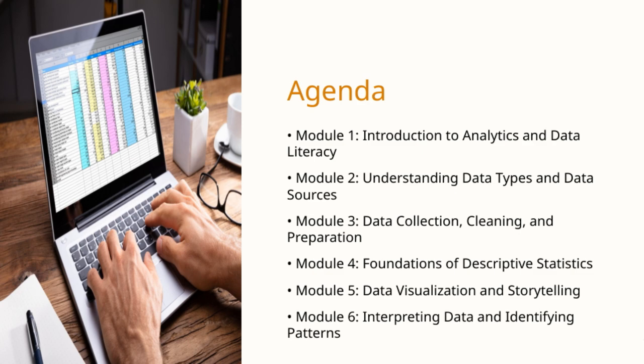Next is Module 3, focusing on how to collect, clean, and prepare data, crucial steps to ensure our data is accurate and usable. After that, we'll explore the foundations of descriptive statistics in Module 4, which help us summarize and understand data patterns. Module 5 is all about data visualization and storytelling, turning data into clear, compelling stories. Finally, in Module 6, we'll learn how to interpret data and identify meaningful patterns. This agenda sets the stage for our journey into data analytics, emphasizing practical skills and insights needed to harness data effectively.